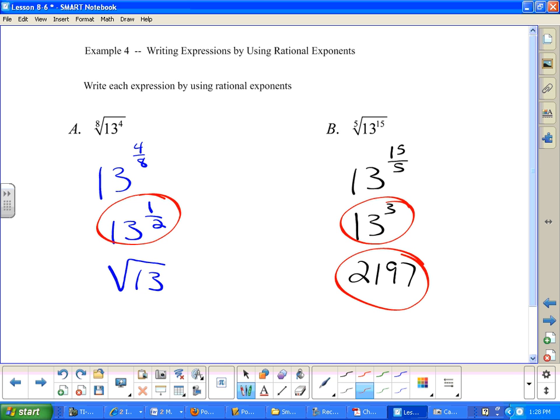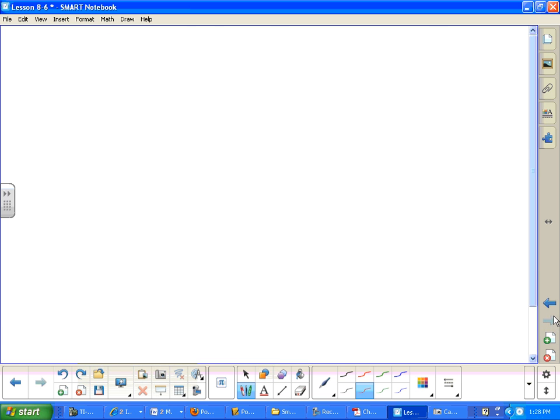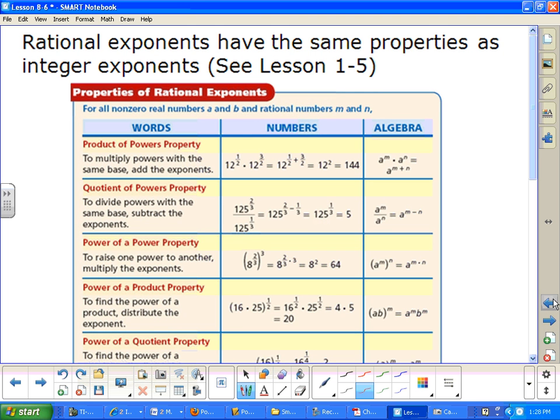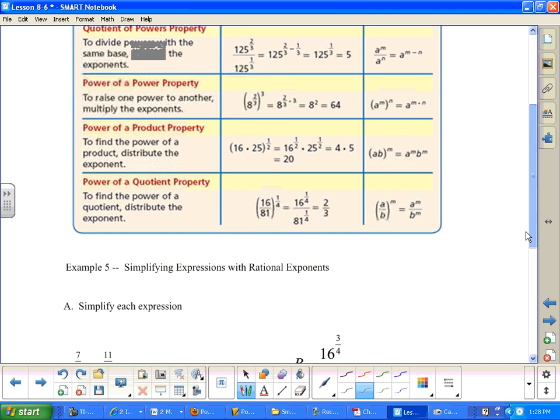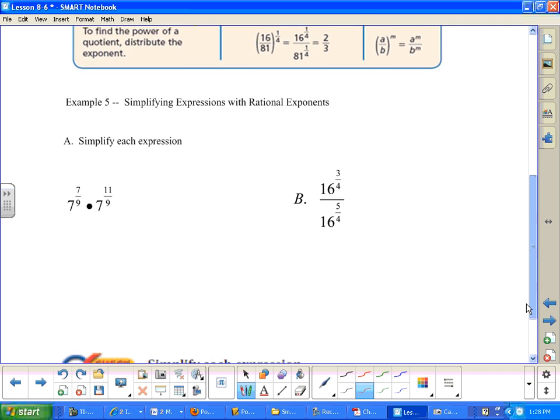So rational exponents, the denominator is the index, the numerator is the power under the radical. Or you can put parentheses around the outside of the whole thing. Rational exponents also have the same properties as integer exponents. In other words, if we're multiplying with the same base, we add them. If we're raising to a power, we multiply them. If we're dividing with the same base, we subtract. All those rules apply with rational exponents just like they did with integers.